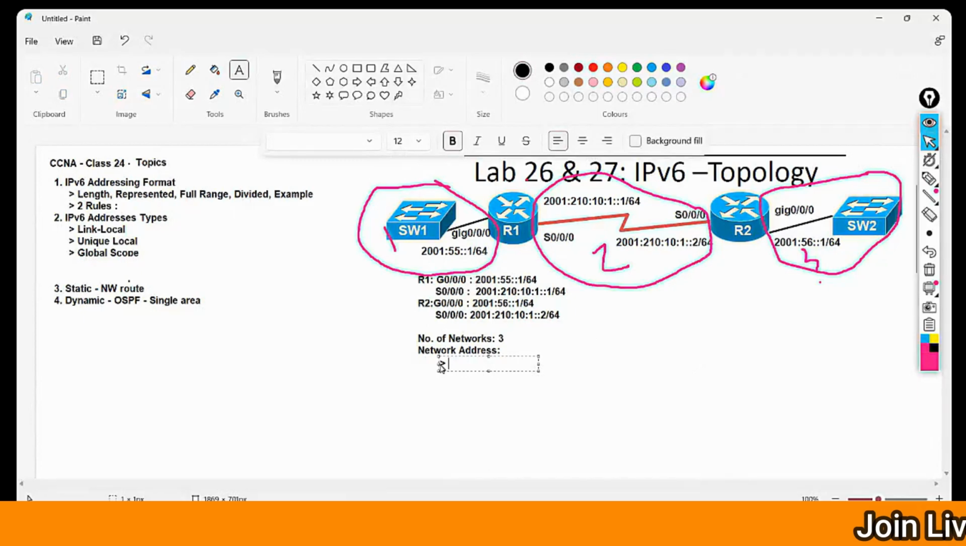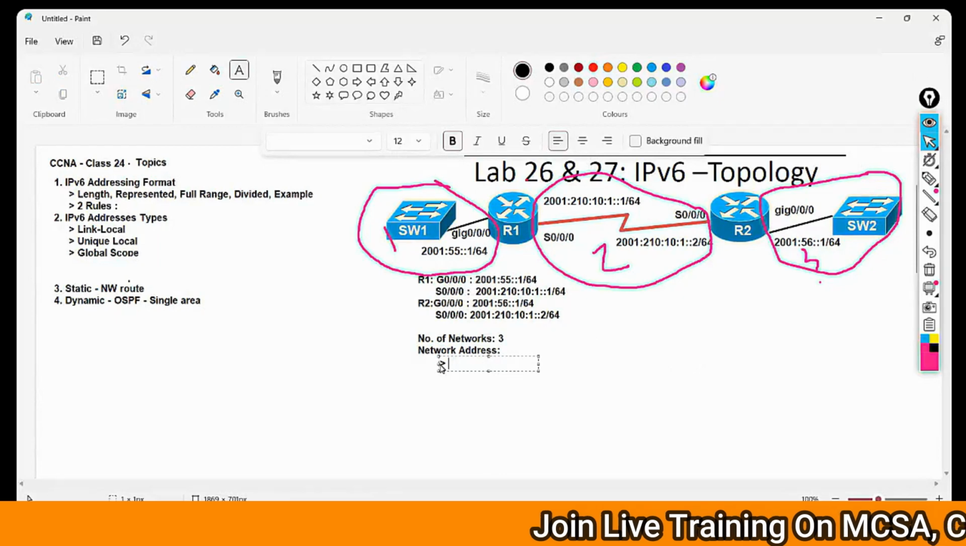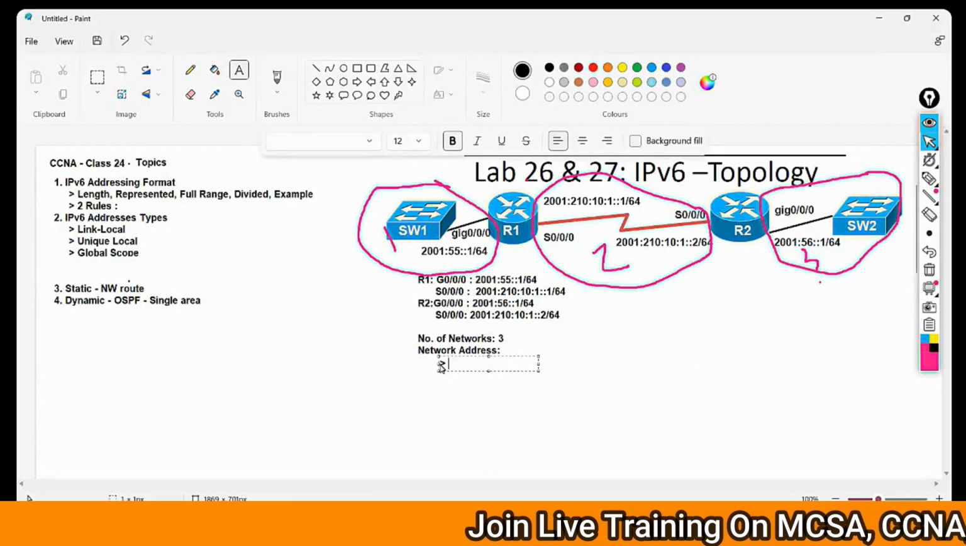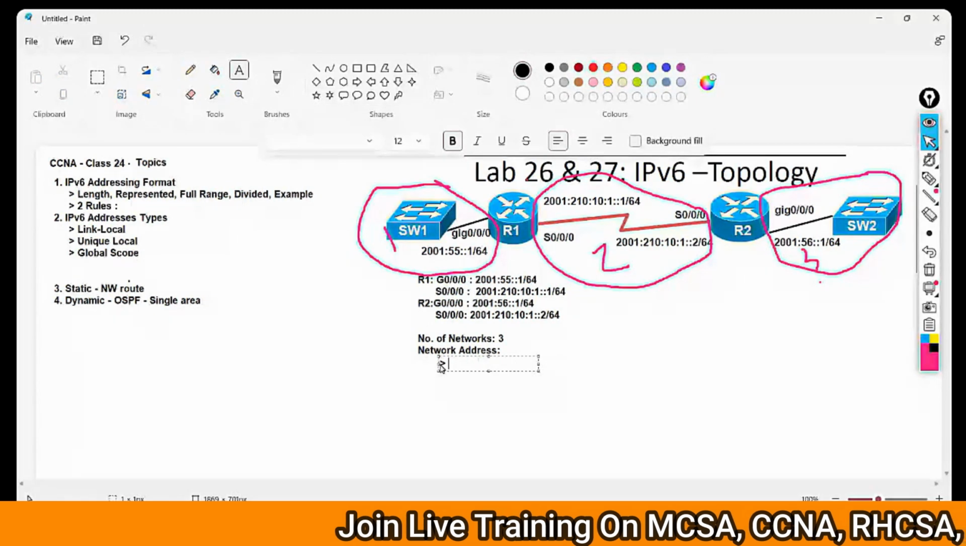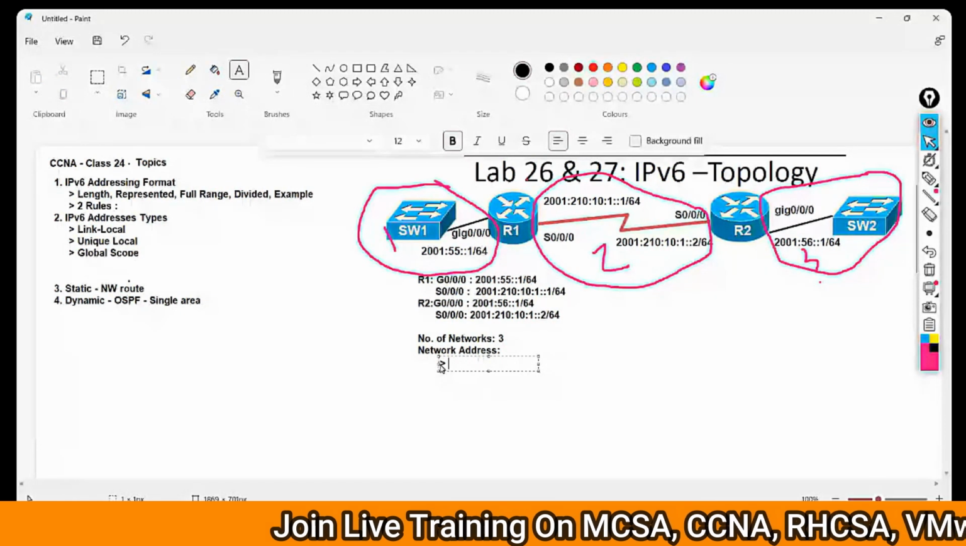IPv4 formula. How to find the network address? You put all host bits as 0 in the network address. All bits as 1 means the broadcast address. Remember? That is the formula to find the network address and broadcast address. Last question: if you remember the formula we studied in IPv4 basics, right?